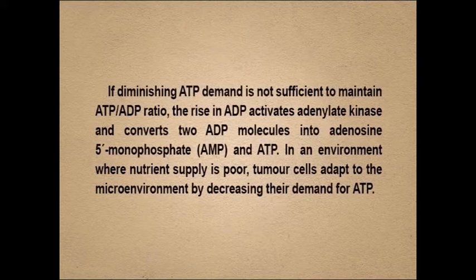If diminishing ATP demand is not sufficient to maintain the ATP-ADP ratio, the rise in ADP activates adenylate kinase and converts two ADP molecules into adenosine 5-monophosphate, AMP, and ATP. In an environment where nutrient supply is poor, tumor cells adapt to the microenvironment by decreasing their demand for ATP. The rise in AMP during nutrient deprivation also triggers the activation of AMP kinase, AMPK, which activates catabolic pathways like fatty acid oxidation to stimulate ATP production. The resultant increase in ATP availability maintains an adequate ATP-ADP ratio to drive unfavorable biological reactions.